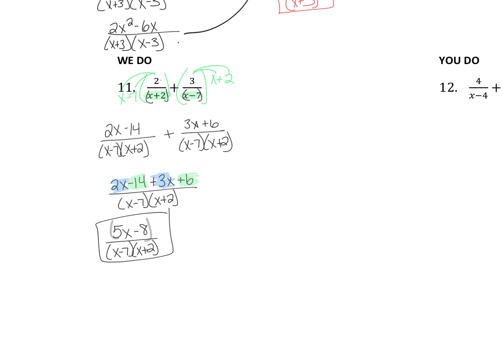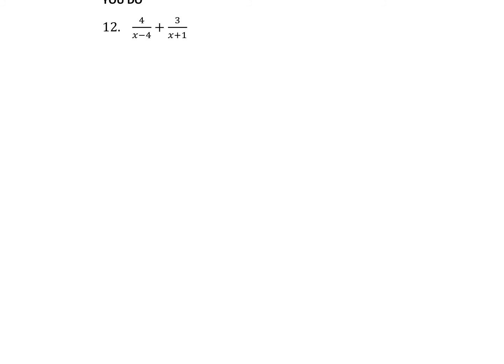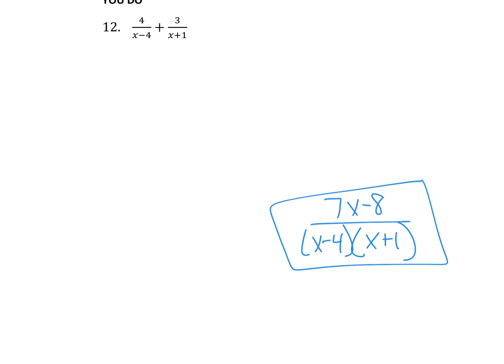Go ahead and try number 12. It is very similar, and then double check your answer. Your answer for number 12 should be 7x minus 8 over x minus 4 and x plus 1. If you did not get this, go ahead and double check your work, and if you're still confused, reach out to your teacher for help. Now make sure this entire worksheet is turned in or else your retake will not be counted.